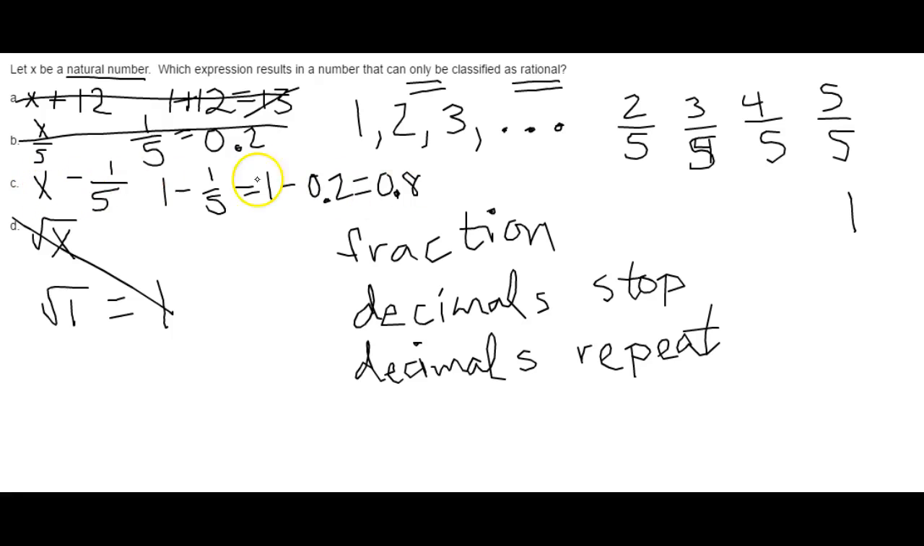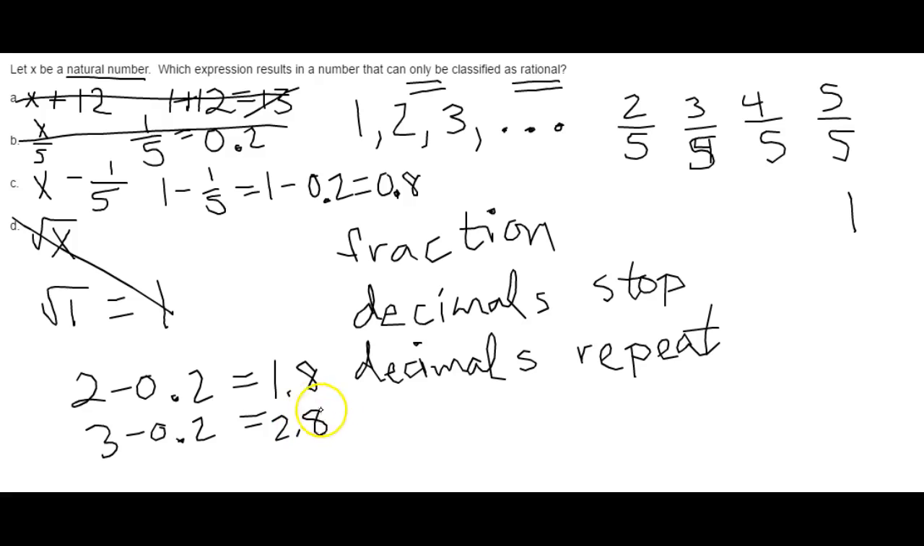If we did that same process with C, and I'm going to keep using the decimal 0.2, so 2 minus 0.2 is 1.8. Or if we try 3, 3 minus 0.2 is 2.8. So we keep getting a decimal that stops, which is only rational. So our answer has to be C.